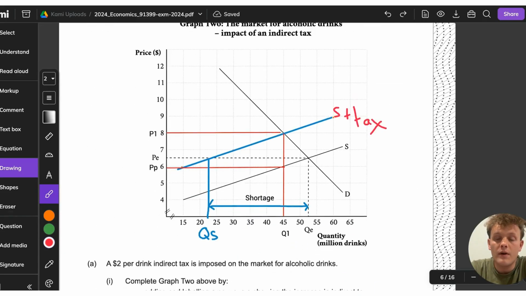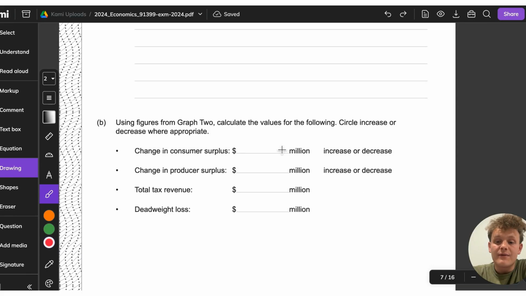Then the last part here is talking about allocative efficiency. Before, the market was at allocative efficiency. Supply was equal to demand, the surpluses were maximized, and the total area of producer and consumer surplus was maximized. However, now there is a deadweight loss present. Surpluses are not maximized, and therefore the market is no longer allocatively efficient.